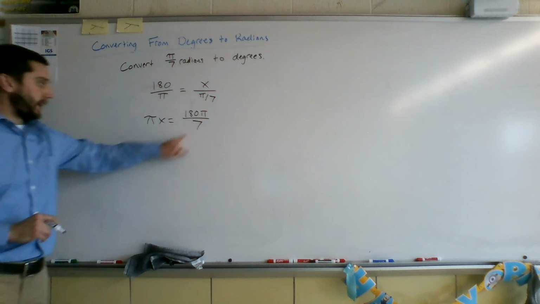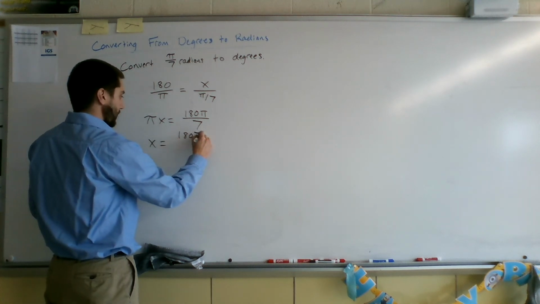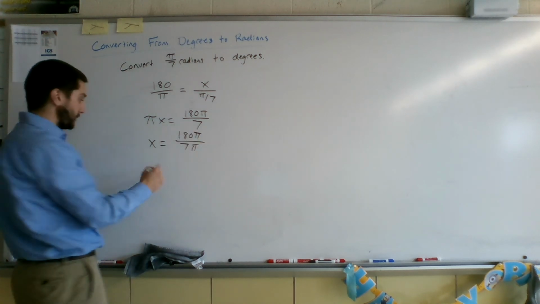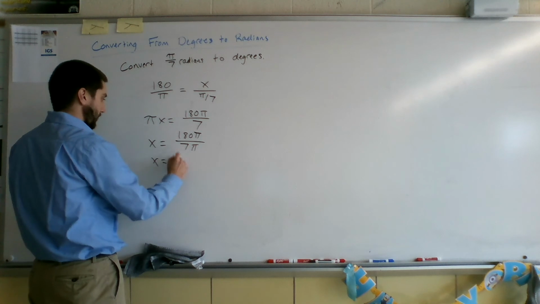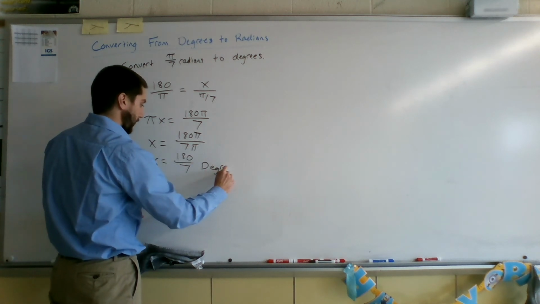And then I can just divide both sides by pi. So x equals 180 pi over 7 pi. So those pi's would cancel out. So I get x equals 180 over 7. That would be my angle in degrees.